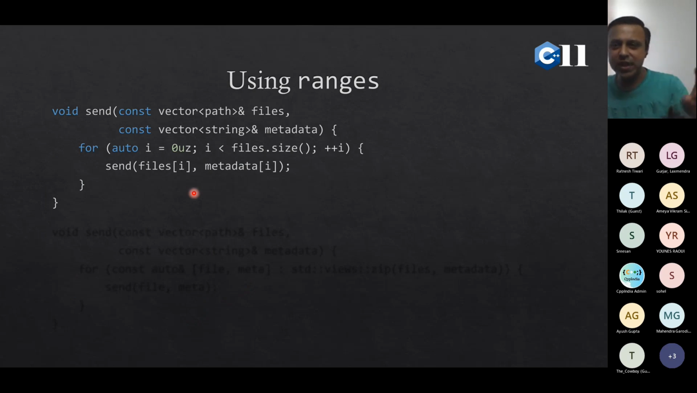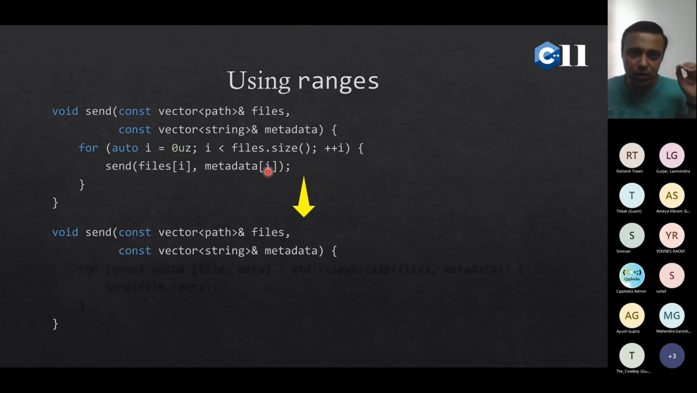And if we use ranges with the previous one, you can see that this is the function that we had from before. This is the first version where it was working on two different vectors. And here the assumption was that the sizes are the same.